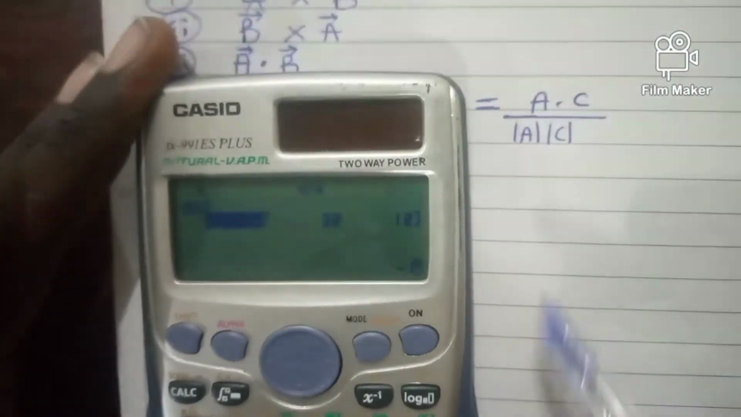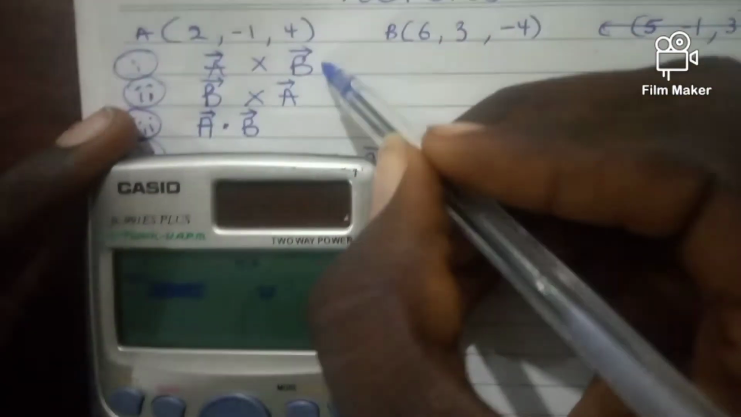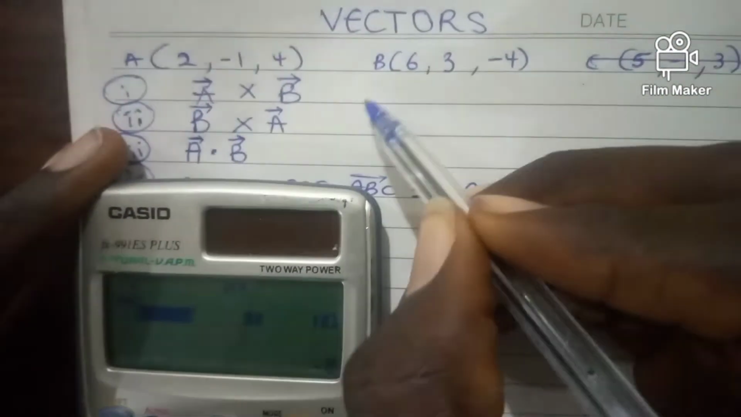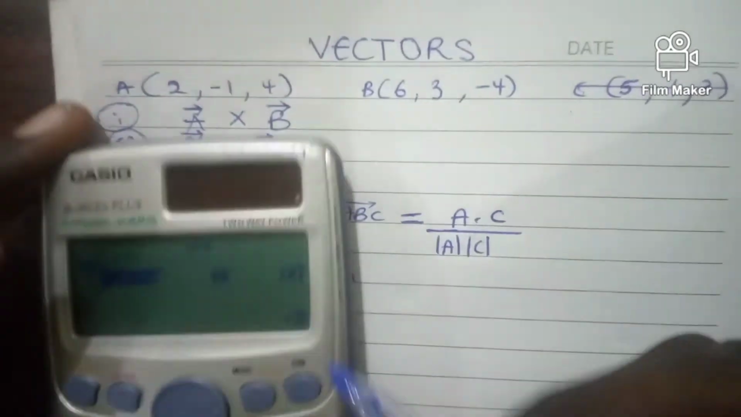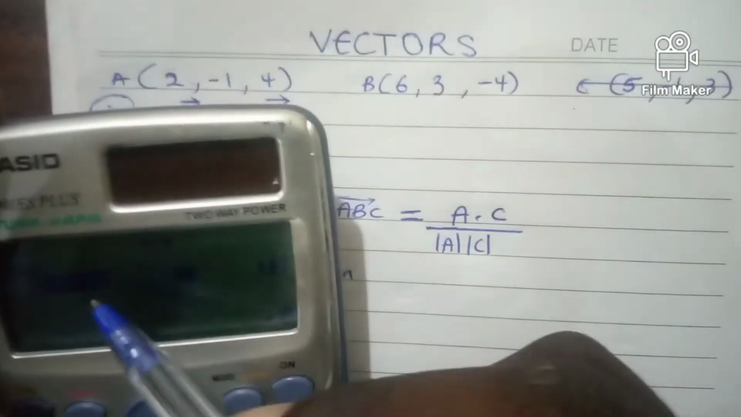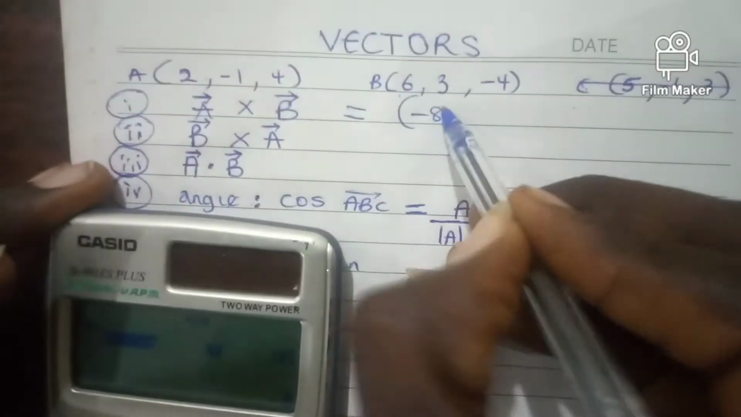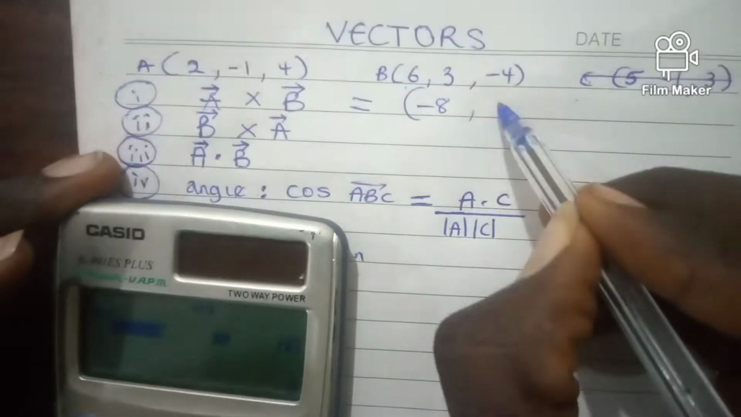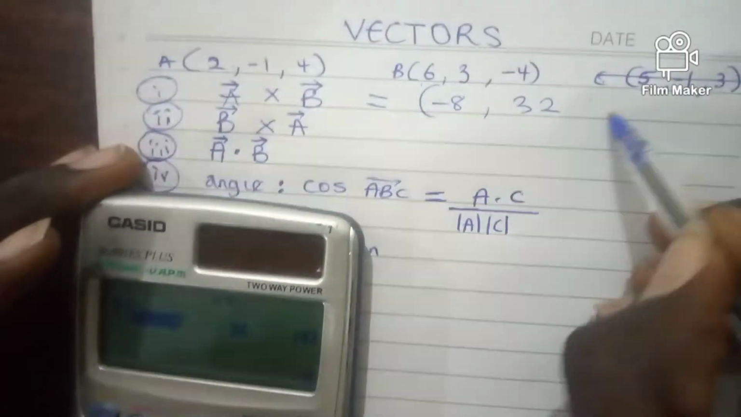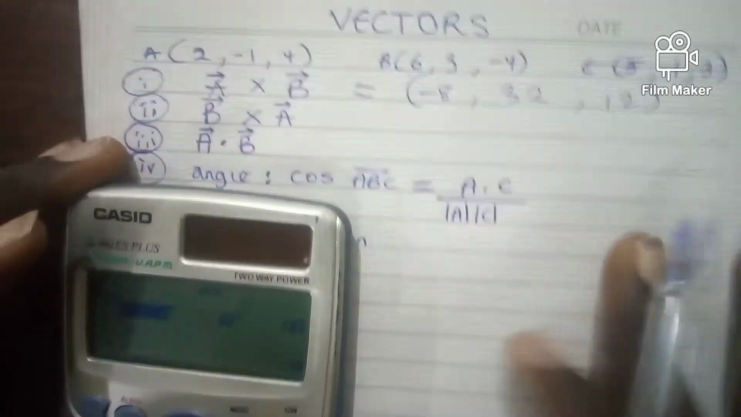Now using our calculators, we have been able to find the answer very quickly. This means for vector A times vector B, the cross product of vector A and vector B, we have a value here which is -8 for the first part. This is equal to -8, 32, and then 12.